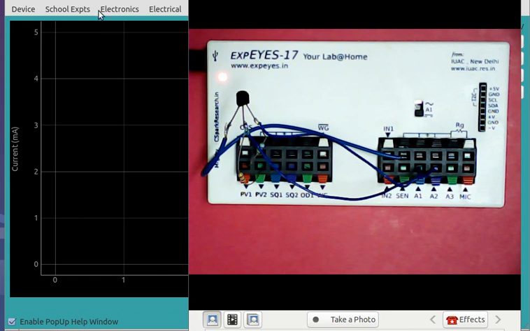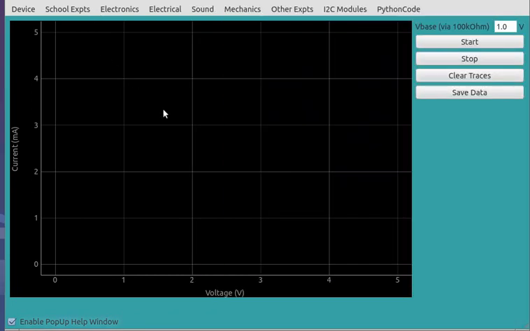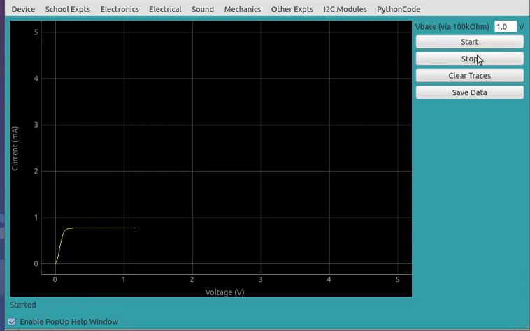we will go to this graphical user interface and set a base voltage, let us say, set to 1 volt, and start plotting the collector voltage versus collector current at this particular base voltage. So click on the start. So at the end of this, it will say what the base current is.